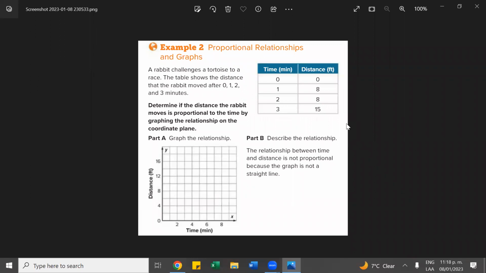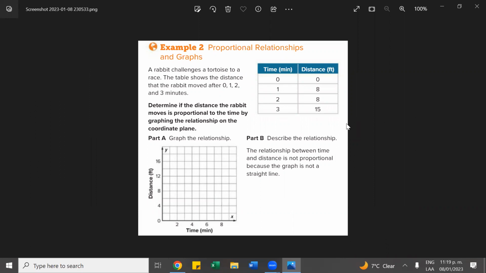Let's see example number 2. In example number 2, it says, again, a rabbit challenges a tortoise to a race. The table shows the distance that the rabbit moved after 0, 1, 2, and 3 minutes. Determine if the distance the rabbit moves is proportional to the time by graphing the relationship in the coordinate plane.